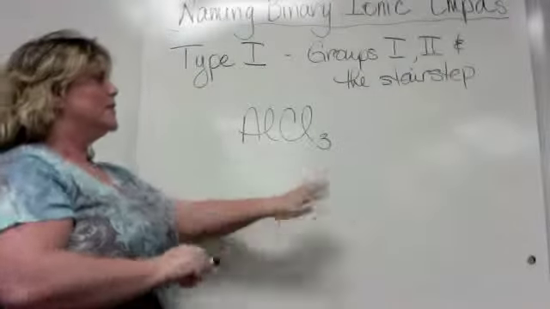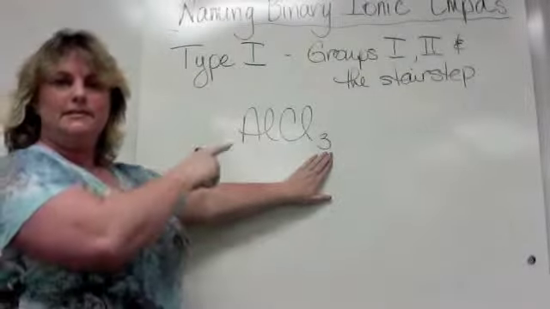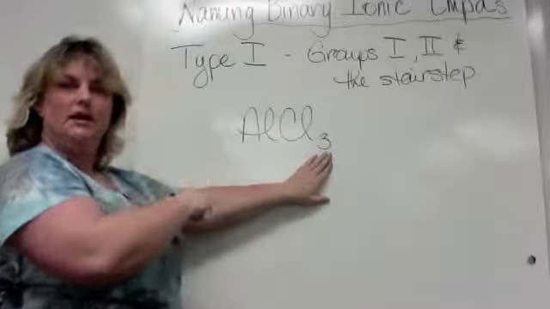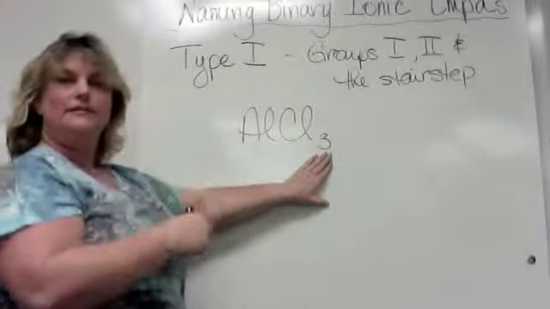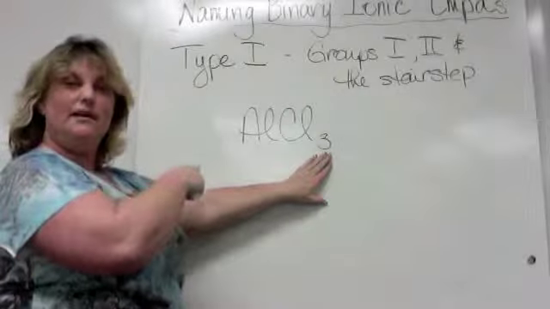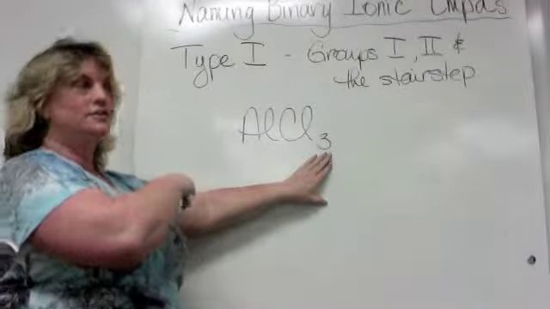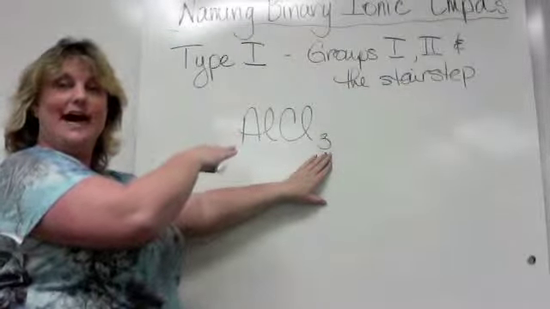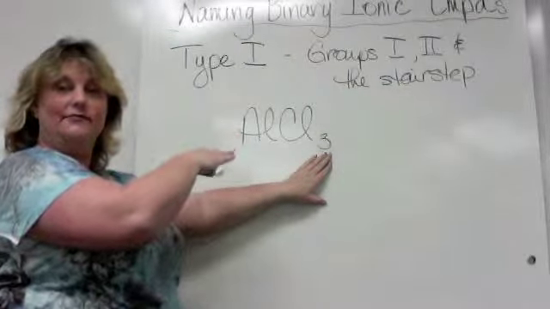AlCl3. Remember, this 3 came from balancing the charges. Aluminum is a +3 and the chloride is a -1, so I had to have 3 of them in order to balance the charges because ionic compounds have to be neutral. So question number 1, is it ionic? This is a metal, therefore this is ionic.